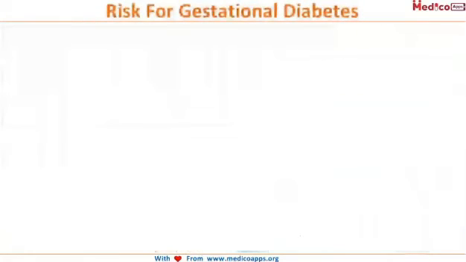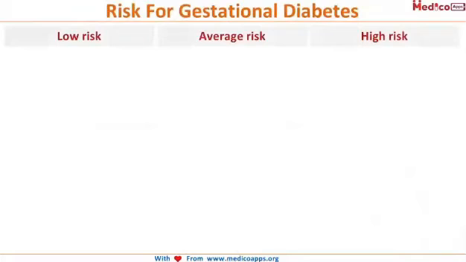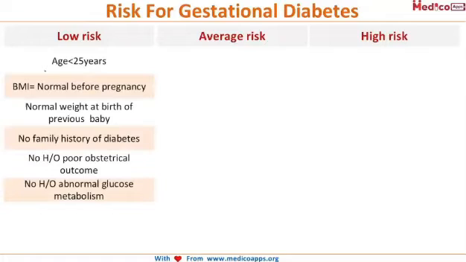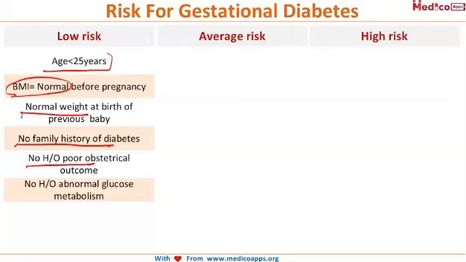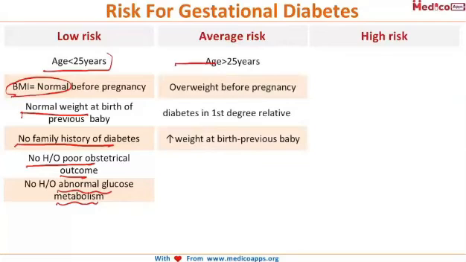Now coming to the risk factors for gestational diabetes and their categorization into low risk, average risk and high risk. First coming to the low risk group, and in this we have females with age less than 25 years with a normal BMI before pregnancy, and if she had previous pregnancies then the babies were of normal weight. There is no family history of diabetes, no history of poor obstetrical outcome and no history of abnormal glucose metabolism in the past. So these females are categorized as low risk. Now coming to the average risk females, those with age more than 25 years, those who were overweight before pregnancy, with history of diabetes in first degree relatives and previous babies with increased weight at birth. So they come under the average risk group.